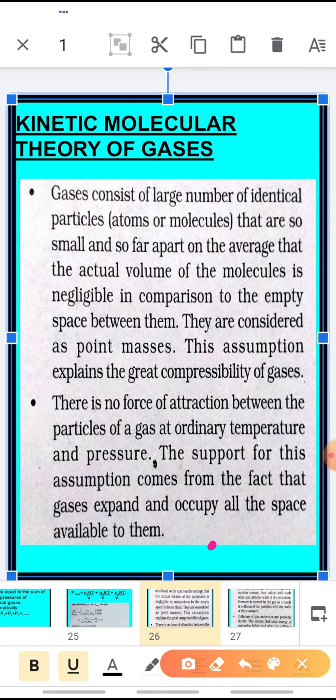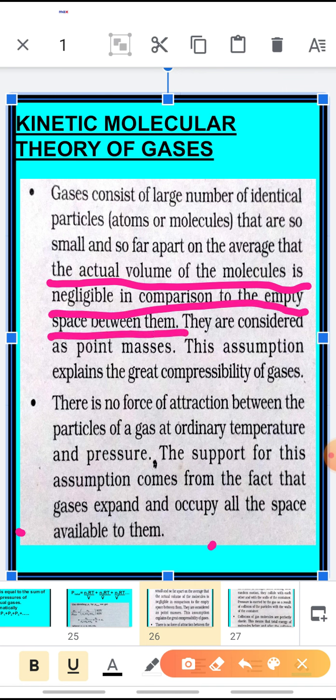So, what we can say, according to the first postulate of the kinetic molecular theory of gases, there are many molecules. You all know that the gas molecules are far apart from each other, and many molecules are there inside this, and the actual volume occupied by the molecules of the gas is negligible compared to the total volume of the gas. You have to remember this statement. Later on, we are going to discuss some important things about this statement.